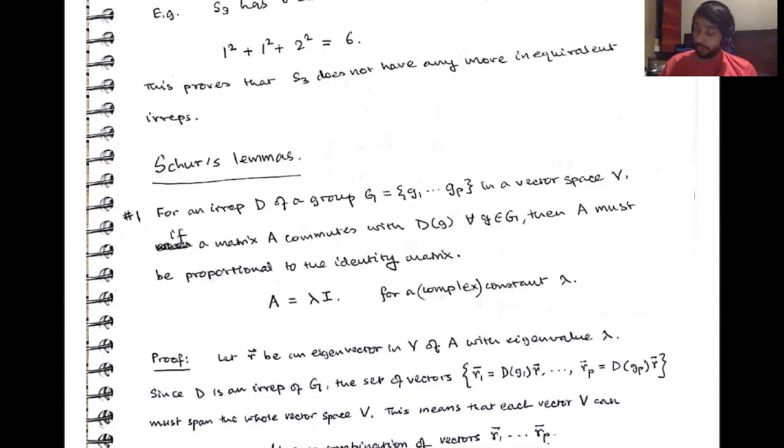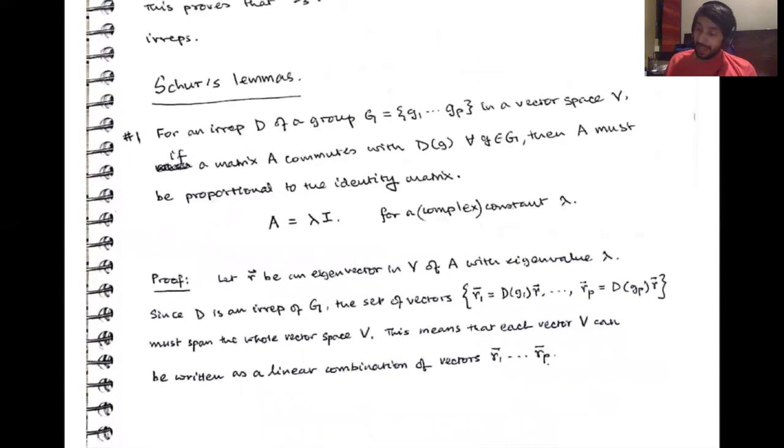So let's try and prove this. Let v be an eigenvector in V of this matrix A, and suppose this has eigenvalue lambda.